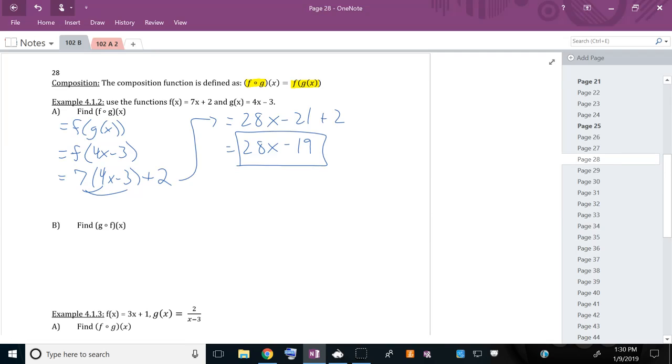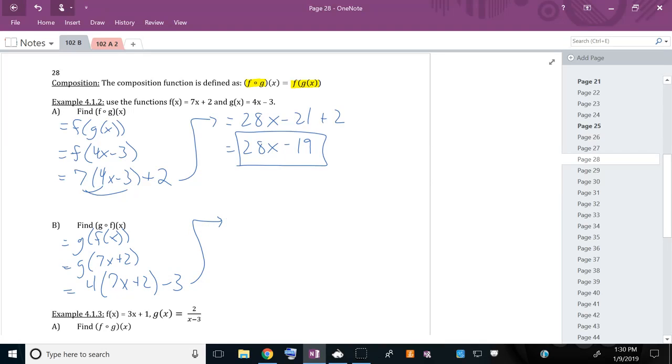What if I'd like to compose the other way? If I want to find g o f, g composed with f, so that is g of f of x. I've got the same functions, so f is 7x plus 2. And again, what does that notation mean? It means everywhere in g that I see an x, I replace it with 7x plus 2.